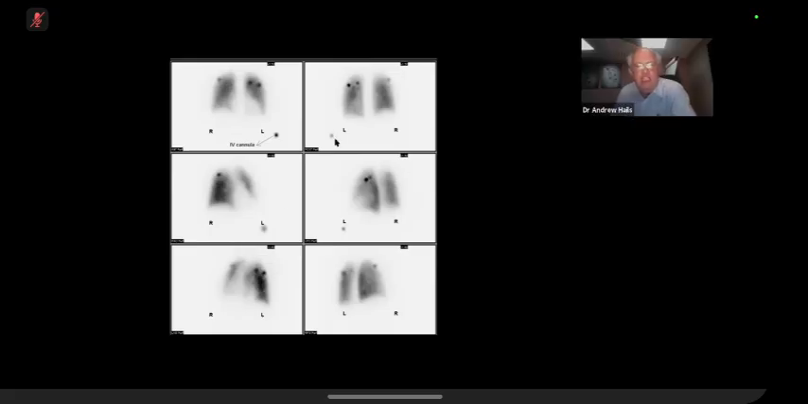Okay. And just to show this, which is just a feature you get sometimes, if you've given an injection of macroaggregated albumin for a perfusion scan, you've drawn a bit of blood back in the syringe just to make sure you're in, and then you inject the patient, you get hot emboli like this. So it's a poor injection technique.